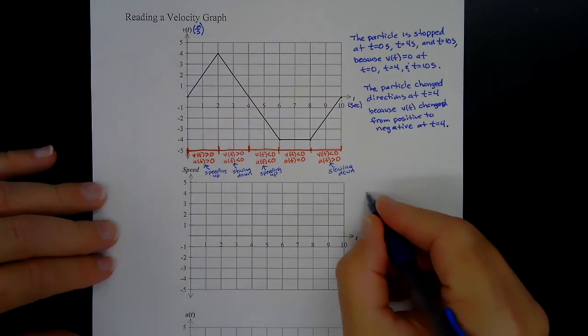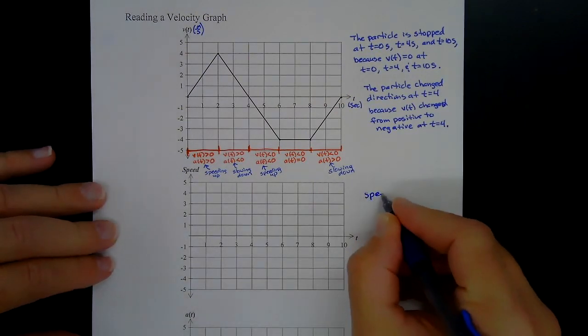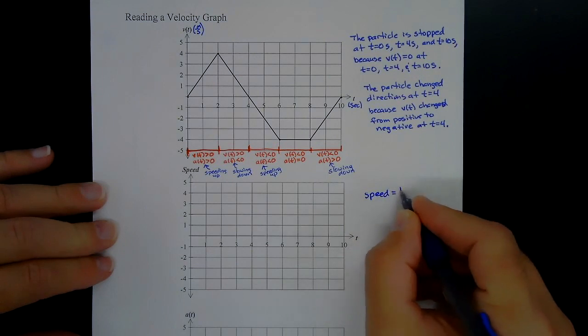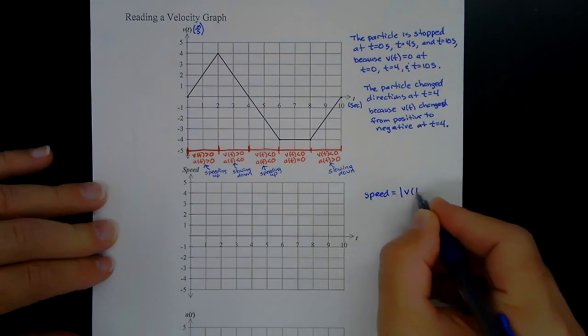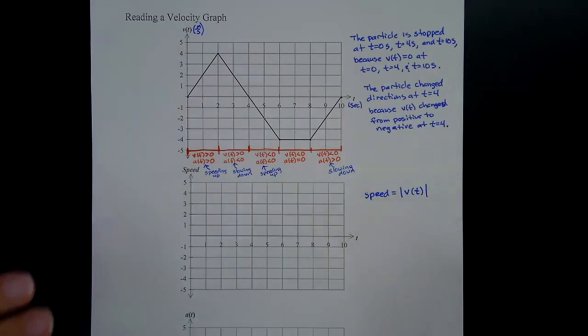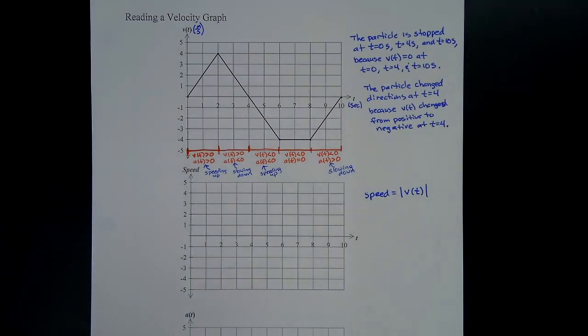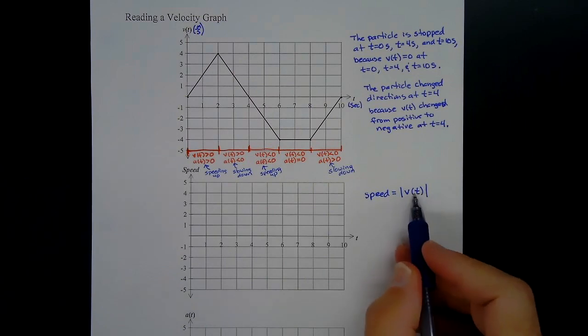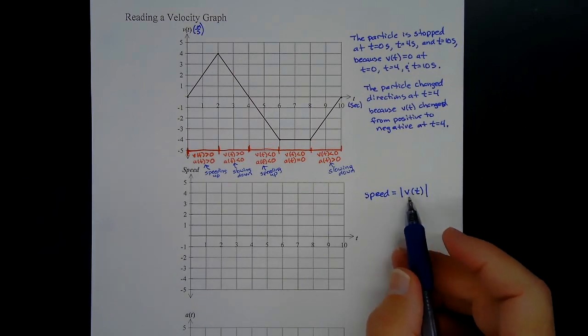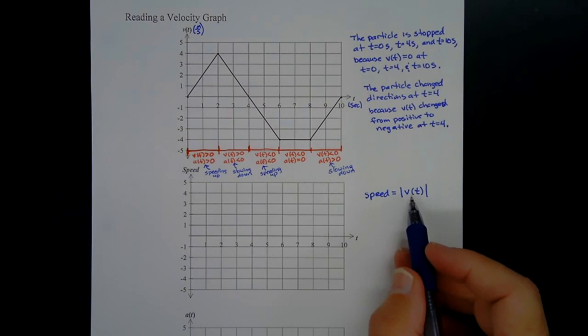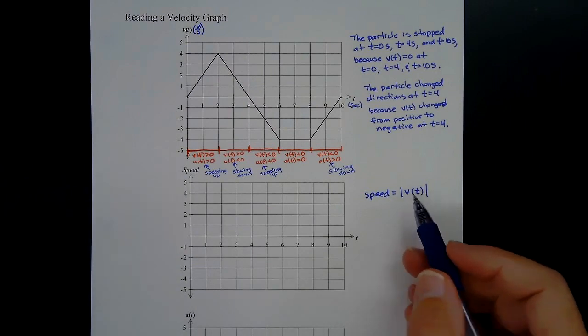Next thing, what does a speed graph look like? We just got done talking about this, and speed is equal to the absolute value of velocity. So what does the absolute value do? If it's positive, it stays positive. But if it's negative, it becomes positive. And v of t are the y's. If the y's are positive, they stay positive. If the y's are negative, then when we take the absolute value, they become positive.